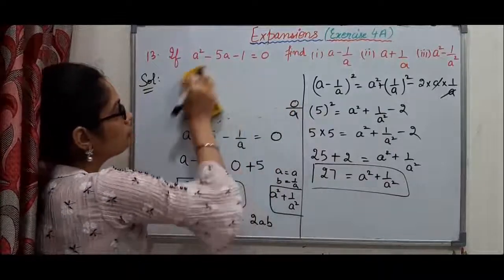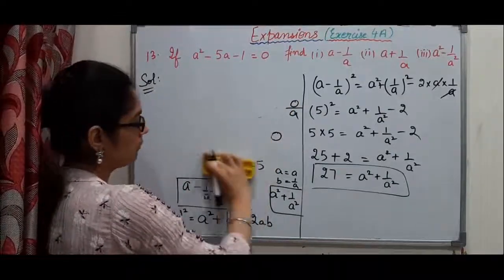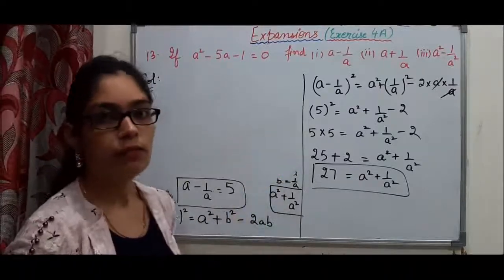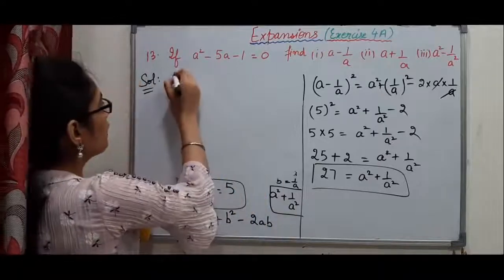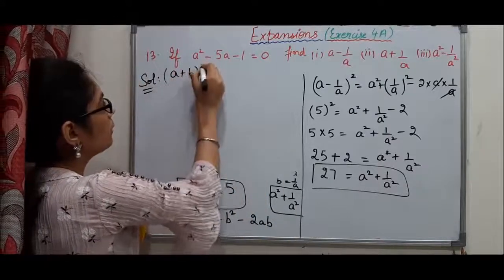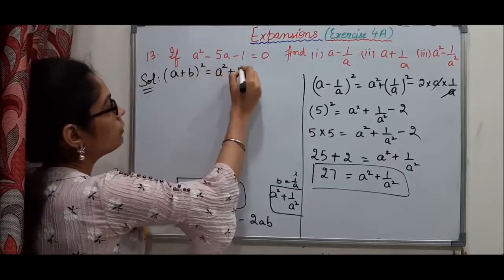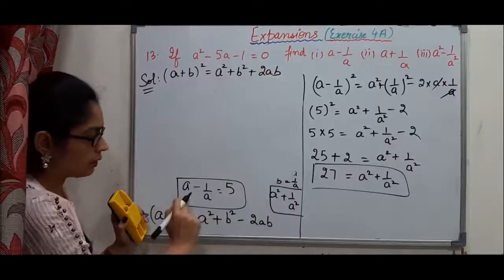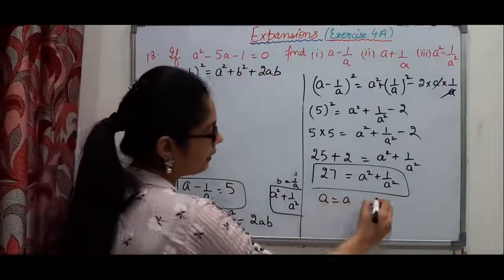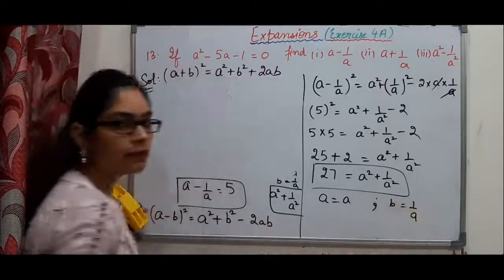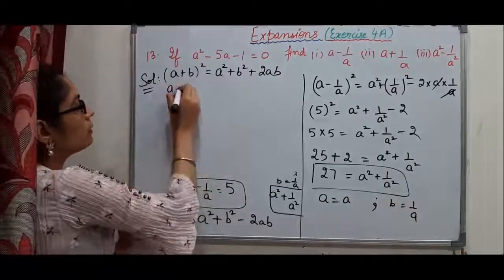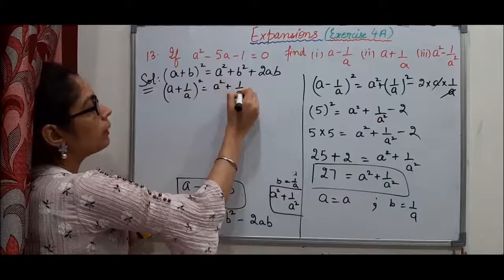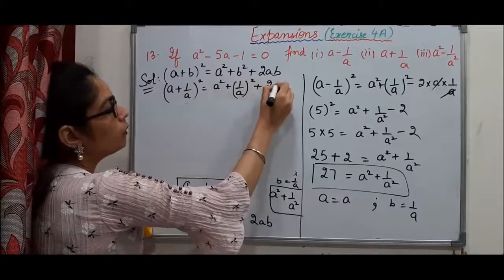So how to find this one? See, a plus form is given, that means we have to use the identity of a plus b whole square. So a square plus b square plus 2 into a into b. Here a is a and b is 1 by a. So accordingly we will substitute the values: a as a, b as 1 by a whole square, plus 2 into a into b.